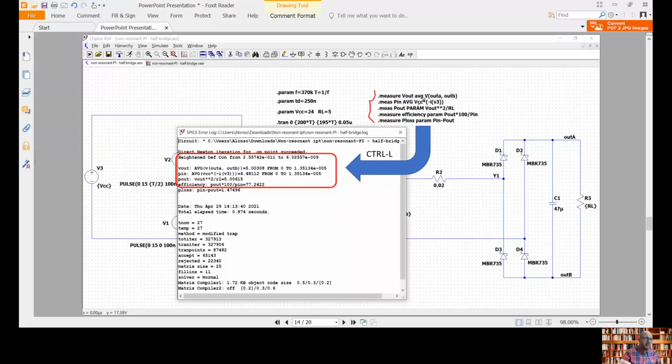Then the input power, which is the product between VCC, the input voltage, times the current circulating through the voltage source. Also the output power, which is the output voltage squared divided by the resistance, and the efficiency is the ratio between the output power and the input power, and the losses are the difference between input power and output power. We can see here that we have obtained an efficiency of 77%, which is not very good.